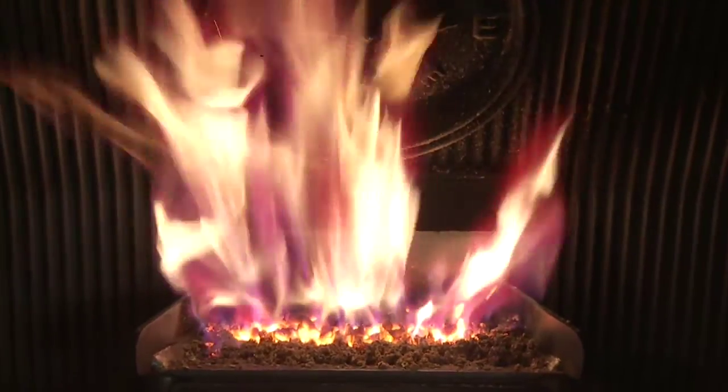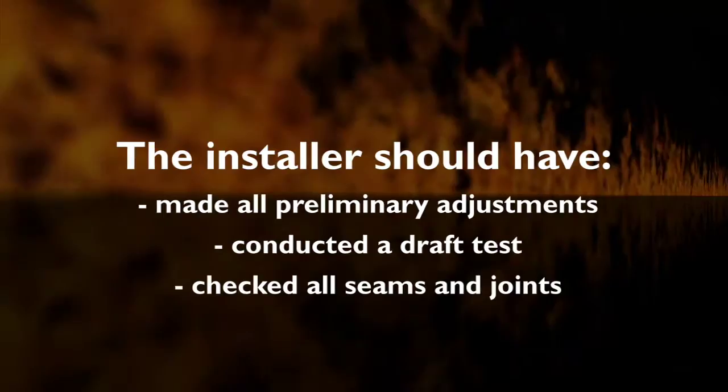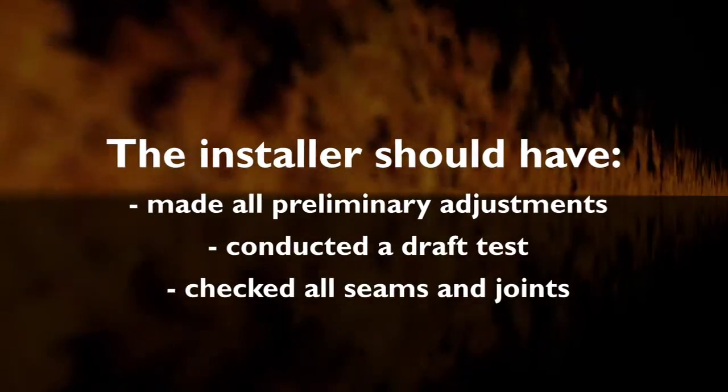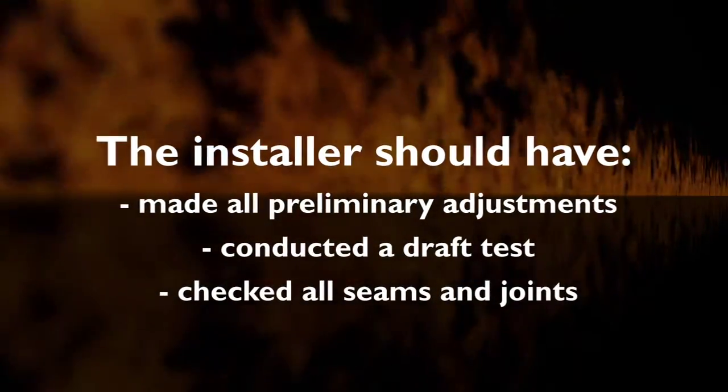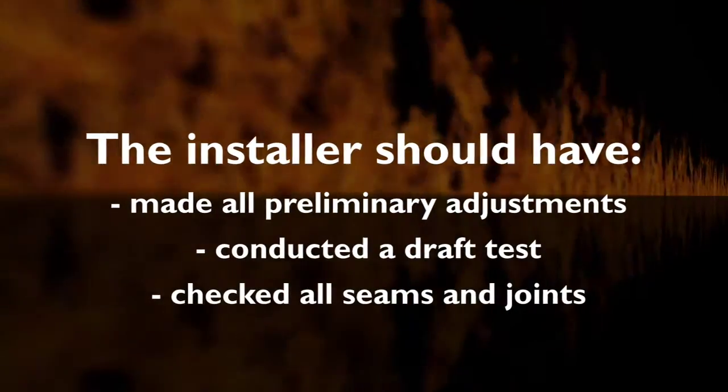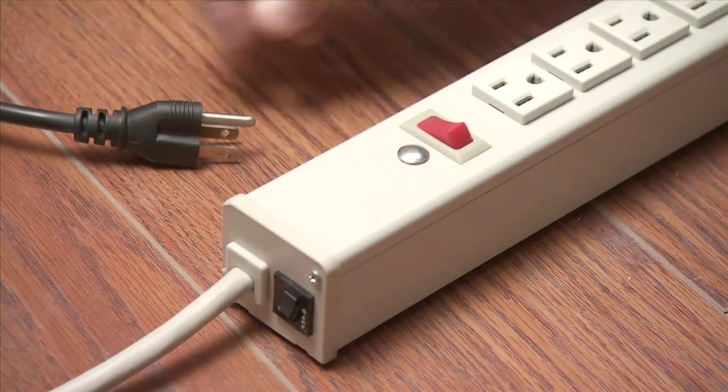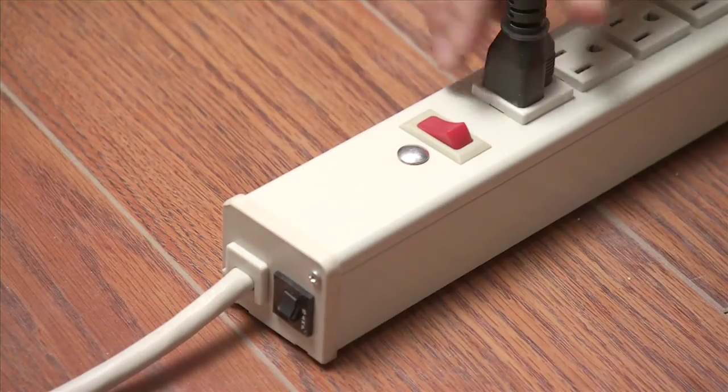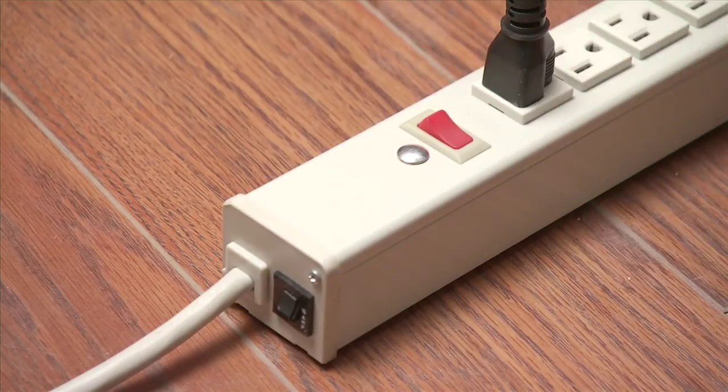Before lighting your pellet stove, the installer should have made all preliminary adjustments, conducted a draft test, and checked that all seams and joints in the venting system components have been properly sealed. Make sure you have a surge protector and a 120-volt 60 Hz grounded outlet available.